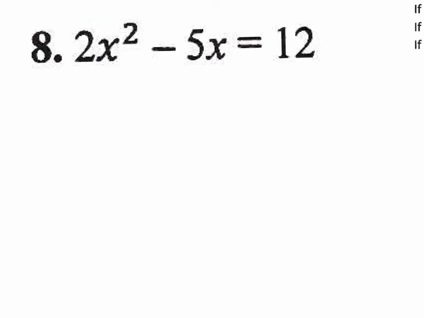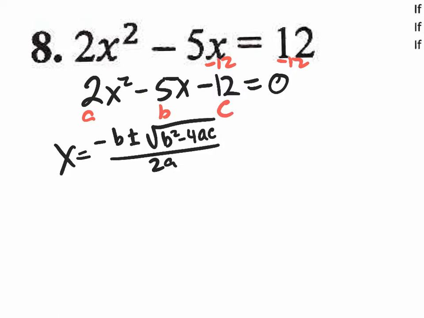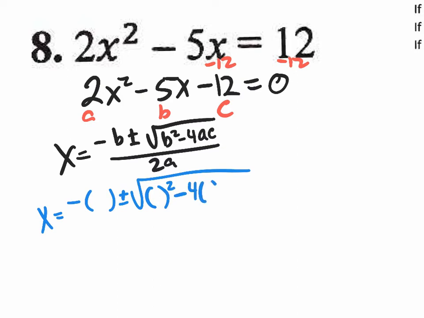Number 8, we need to first get it set equal to 0. And I did that by subtracting 12 here and subtracting 12 over here. Now we could see our a, our b, our c values, and we could use the quadratic formula. And when we use it, we're going to replace everything with parentheses. So negative parenthesis plus or minus the square root of parenthesis squared minus 4 times parenthesis divided by 2 times parenthesis. So let's plug in our b value of negative 5.